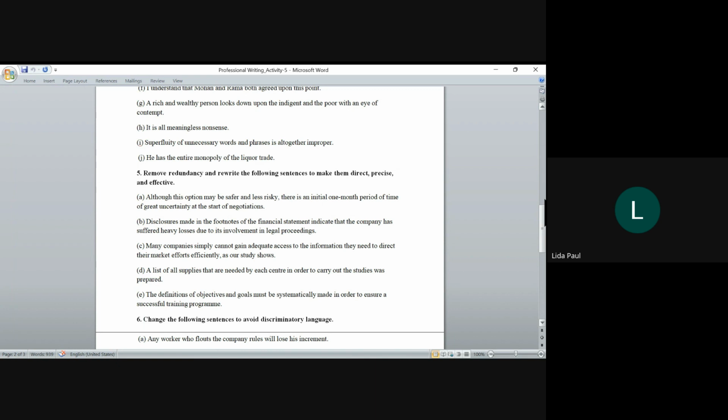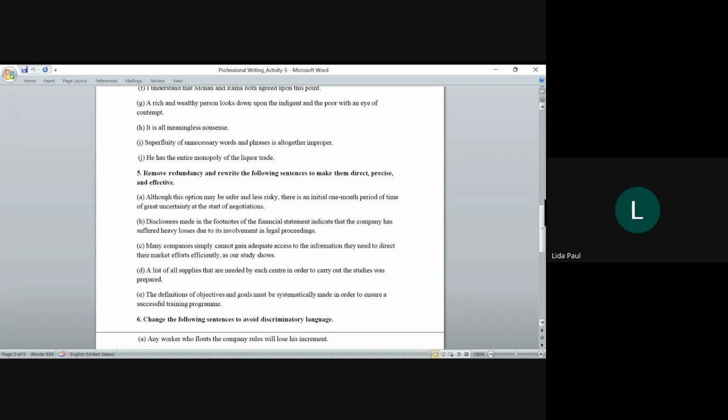But we don't have the option of removing the whole of the start of negotiation. That will change the meaning of the sentence. So we'll maybe remove "initial," right? We don't need it. Okay. Then, anything else that requires removal?